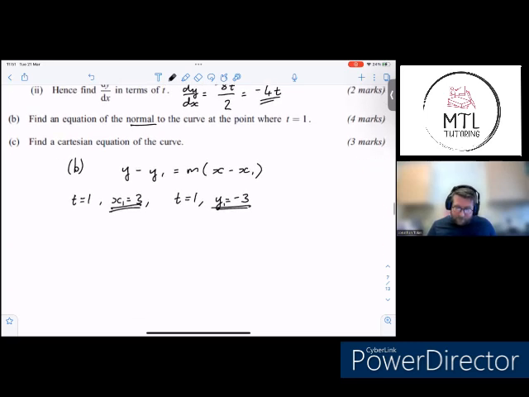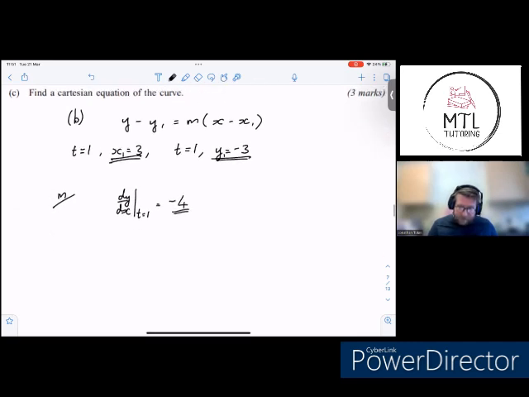And now we need to work out m. So dy by dx at the point where t equals 1 equals minus 4. So our m, remember the normal's perpendicular to that, so it's going to be a quarter. We've got everything we need now.